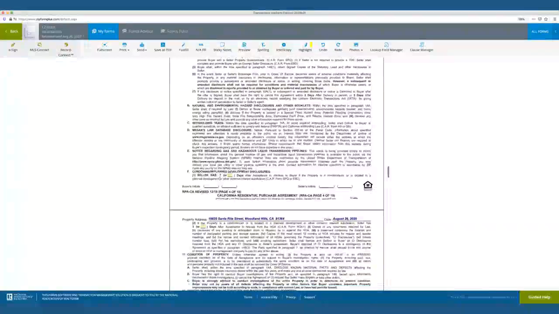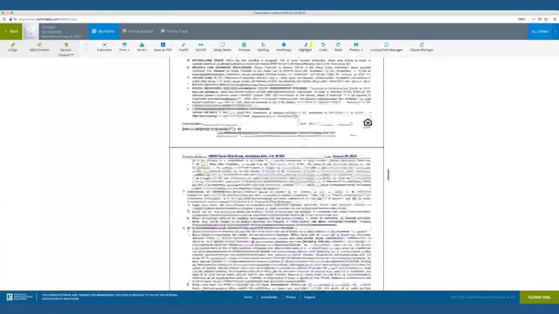So the seller has 7 days to disclose if it's listed, if it is located in a planned development or common interest subdivision. That may seem like a duh kind of thing, but there are neighborhoods that are single family homes that are still under an HOA. So they need to disclose that, because those HOAs have a say in what you do with your property. So that's that.